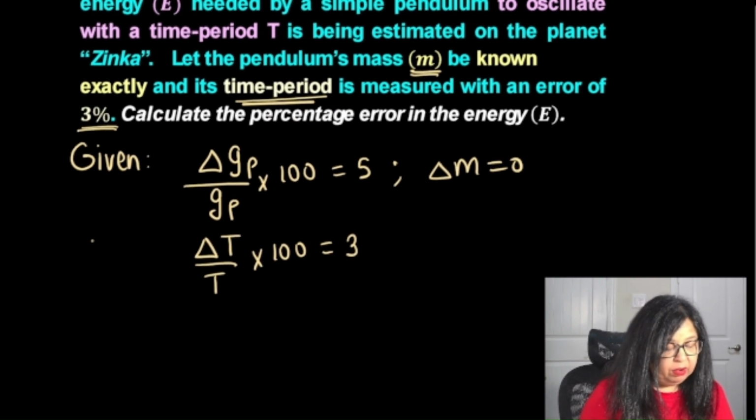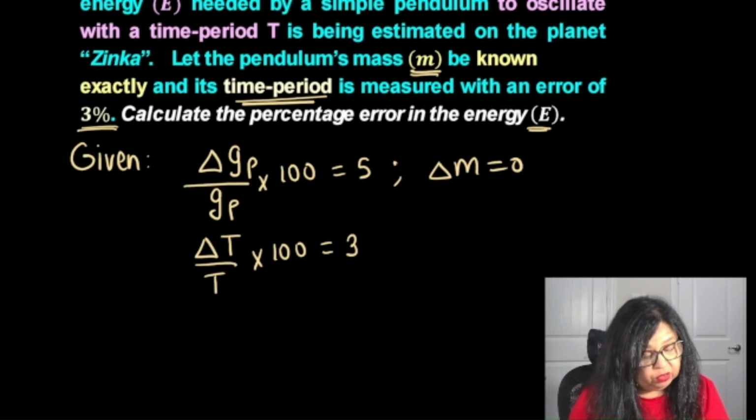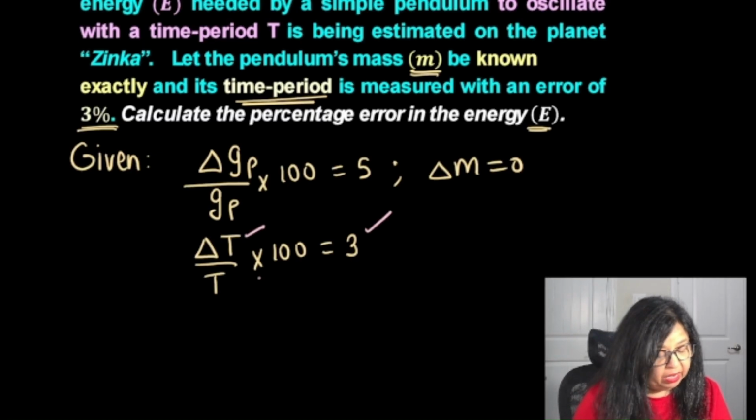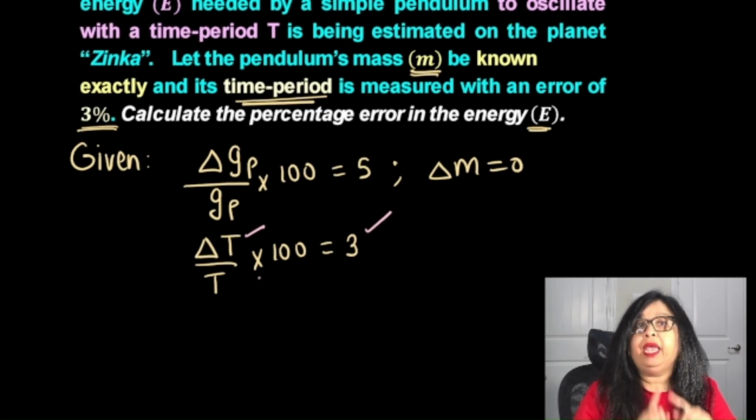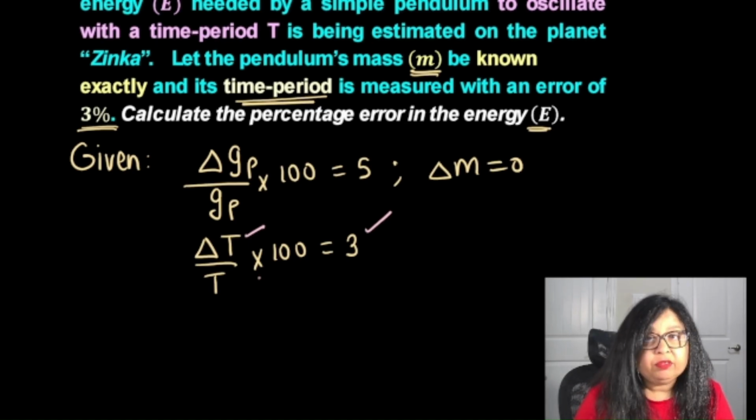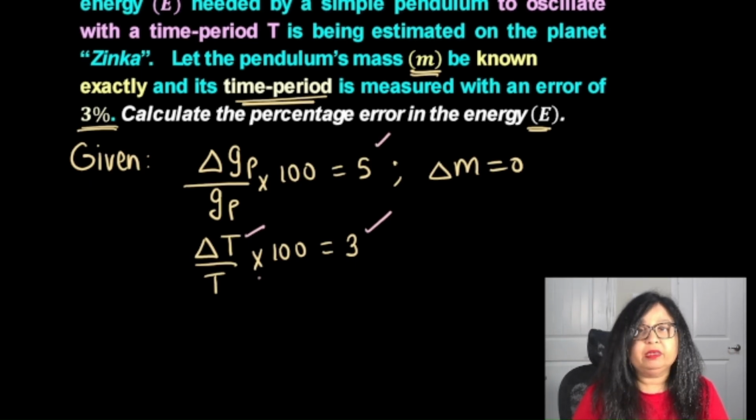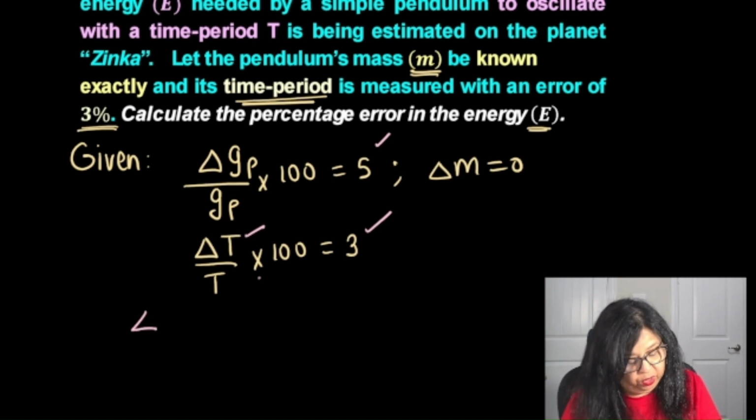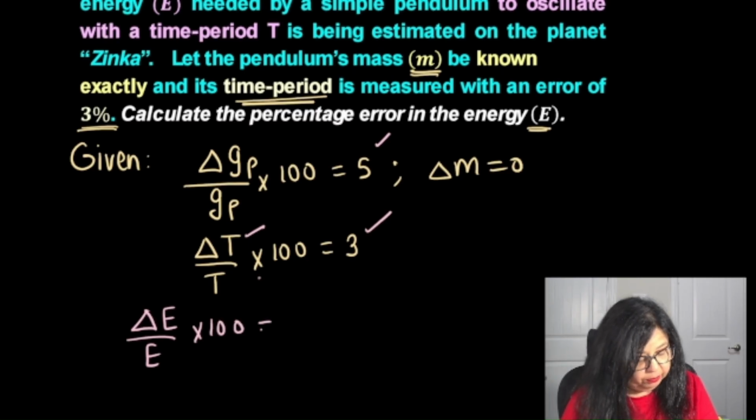Calculate the percentage error in the energy E, and this energy E is the energy that is required for the pendulum to oscillate with time period T, and for that time period the percentage error is 3%. And this pendulum is located on another planet, Zinca, where the percentage error in the acceleration due to gravity on that planet is known with 5%. Okay, so we want to solve for delta E over E times 100.